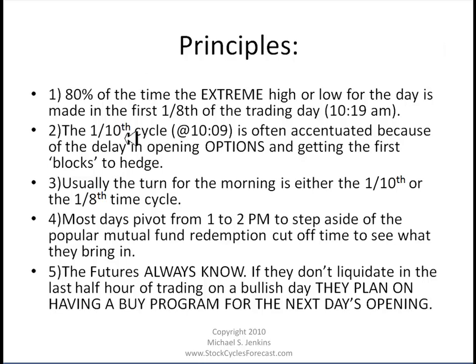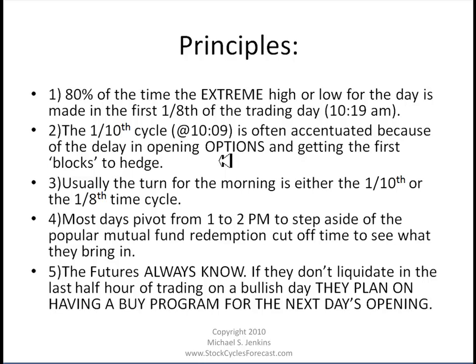Now, the 10% cycle often gives us a turn right after 10 a.m. And usually there's a straight line between the after-10 turn and the 10:19 turn. This is often accentuated because of the delay in opening all the calendar spreads on the options. They start opening the options with the near strikes in the current month, and they go all the way out a year or so in some of these options.